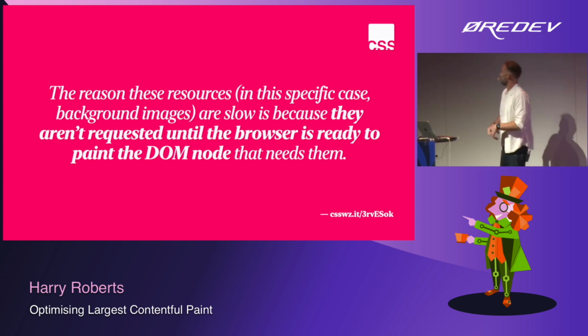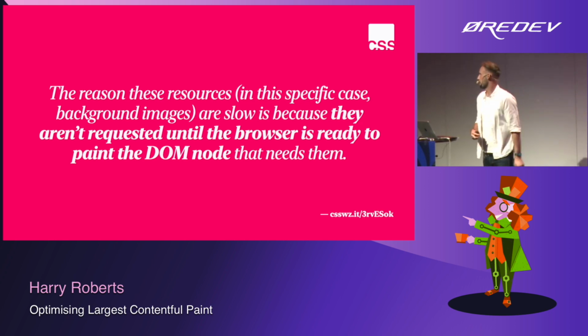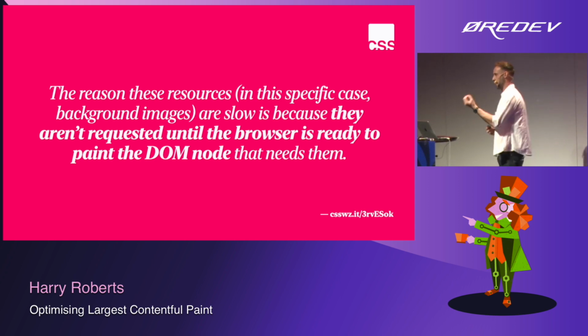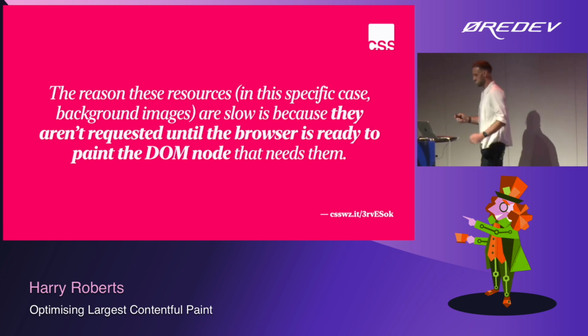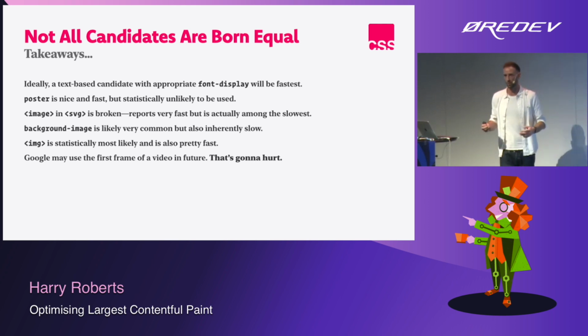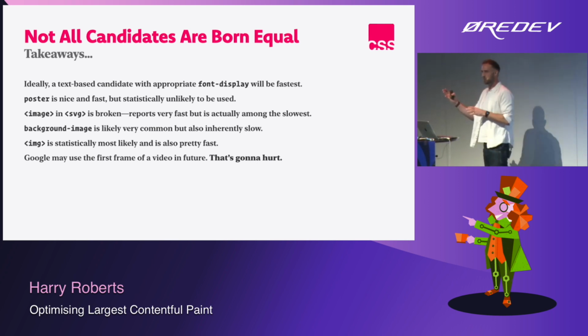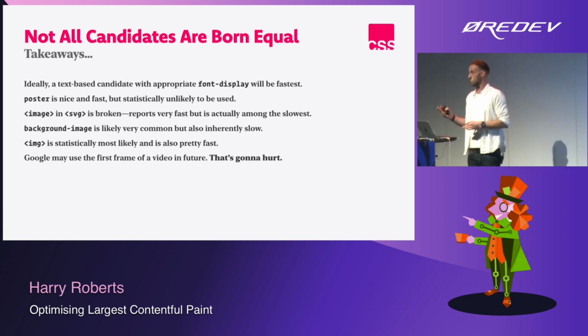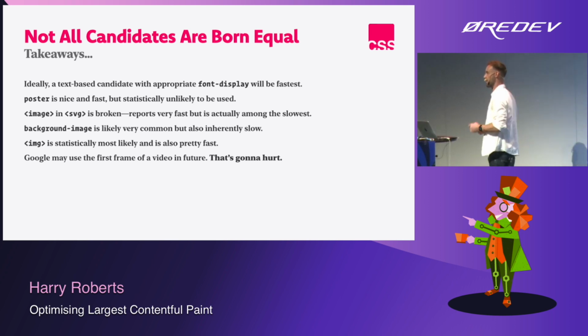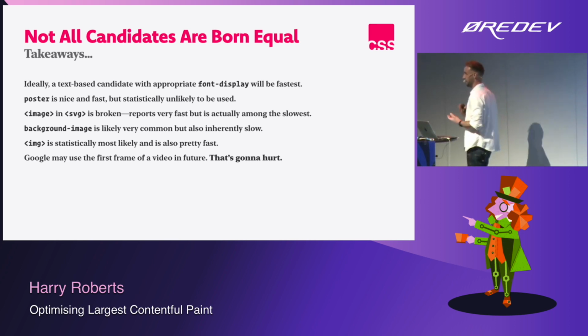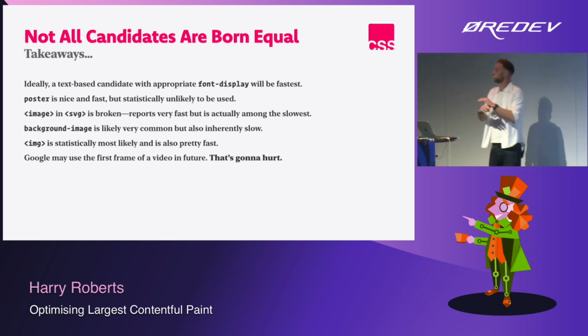So background images are slow because they aren't requested until the browser is ready to paint the DOM node that needs it. So key takeaways here: not all candidates are born equal. Your choice of LCP element will impact how fast or slow you can be. But don't worry, if you're using background images, we can hack around it. If you're using image tags, we can make them even faster. The next bit of the talk is all going to be about how to optimize these further, regardless of what choice you made.